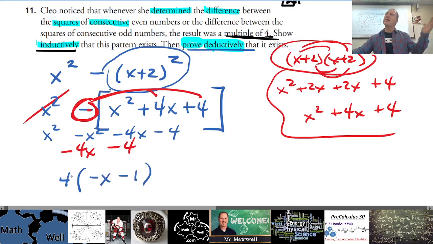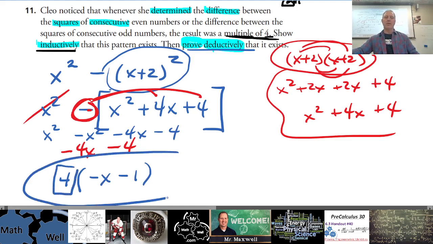Yes, you can take a negative 4 out, but we just want to identify that this result is a factor of 4, or has a factor of 4, or is a multiple of 4. So this proves that the result, whatever it would be, would have a factor of 4. This kind of showing your work process is perfect.